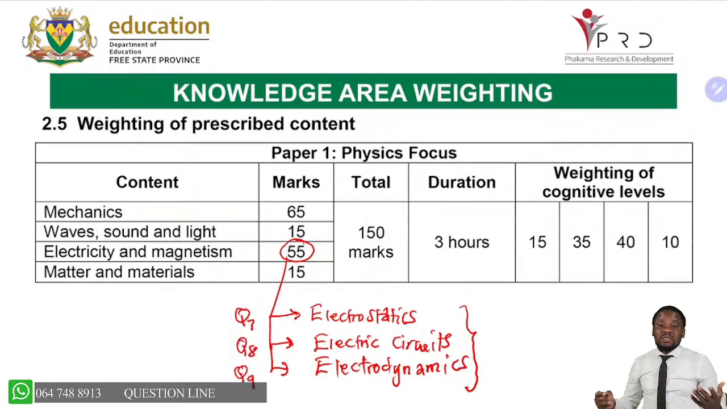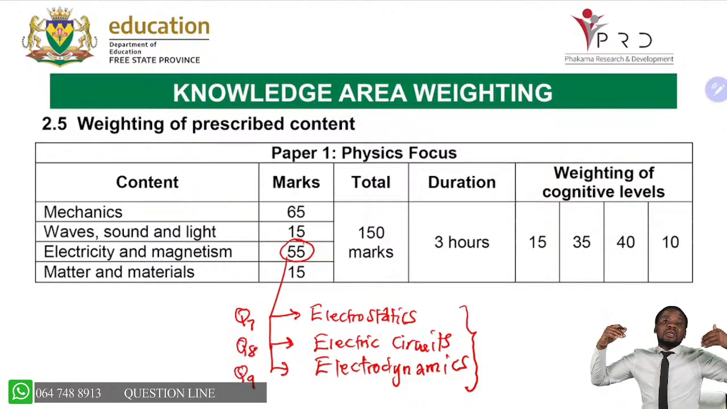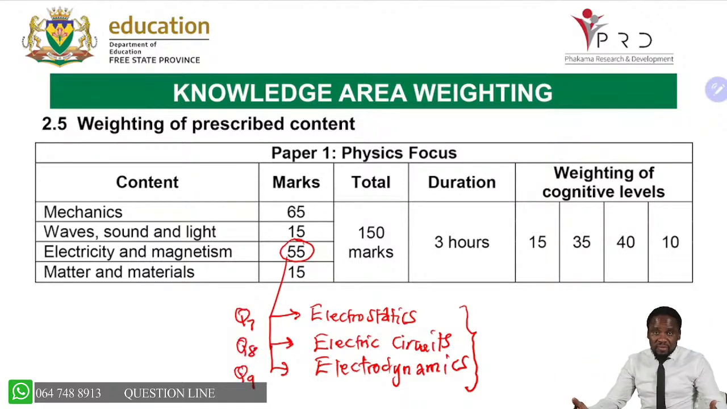There are only 10 questions in the first paper, right? So this is the second most weighted knowledge area. The knowledge area is electricity and magnetism, right? Of which electrodynamics talks about the combination of electricity and magnetism, because the two cannot be separated, or one cannot exist in the absence of the other.